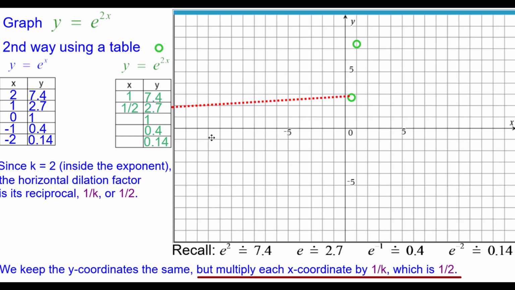And go ahead and finish the table and plot the points. Press pause and then resume when you're ready. Zero times 1/2 is 0, 0, 1. Negative 1 times 1/2, negative 1/2, up 0.4. And negative 2 times 1/2 is negative 1, 0.14.